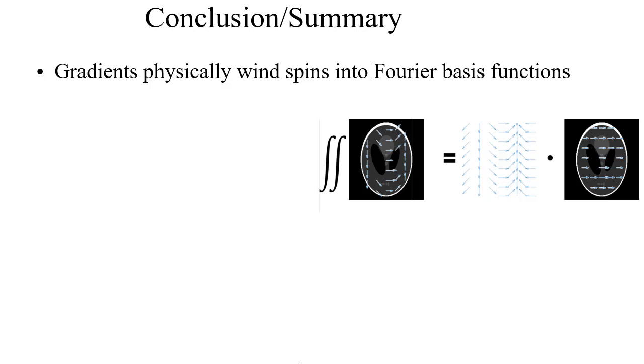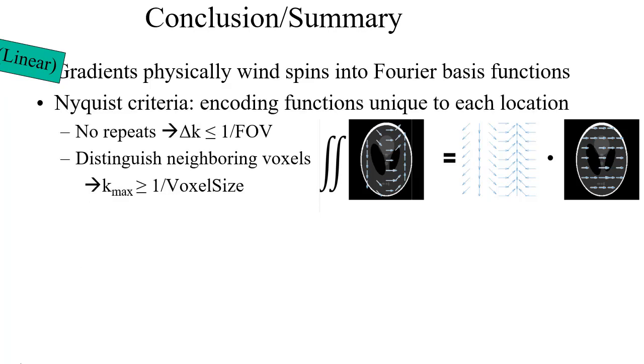So in conclusion, or summary really, I hope this helped you see that gradients are physically winding spins into Fourier basis functions. That is why our data are measurements of k-space. I should say that that is true of linear gradients, not all gradients. Nonlinear gradients are important too. Nyquist criteria are really just a way to make sure that encoding functions are unique to each location of our image. So to avoid repeats, we need that our delta k is related to the field of view, and to distinguish neighboring voxels, we need to make sure that our k max has this relationship to the voxel size.